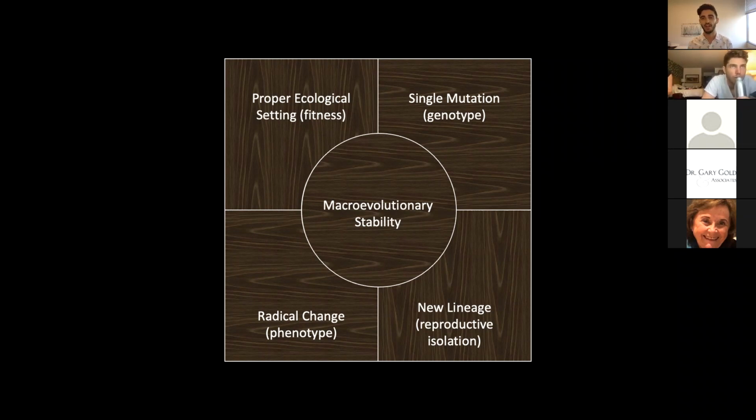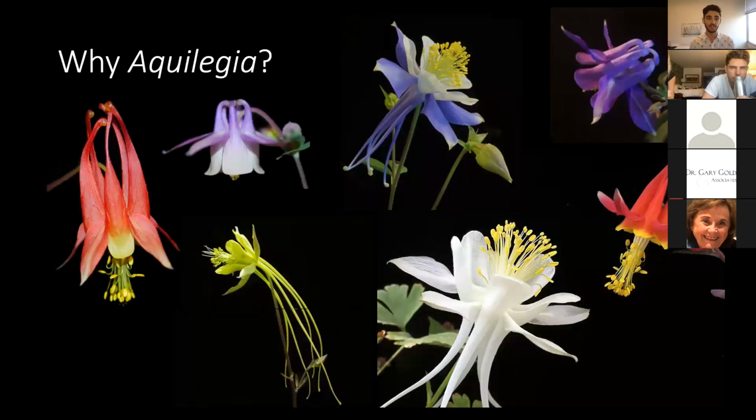And I'm going to lastly show that this phenotype is involved with reproductive isolation and could lead to a new lineage. And finally, I'm going to stand on the shoulders of some pretty good macroevolutionary work and show that this is a very stable macroevolutionary transition that could lead to a new lineage. But before we do that, I have to introduce the study system, Aquilegia.